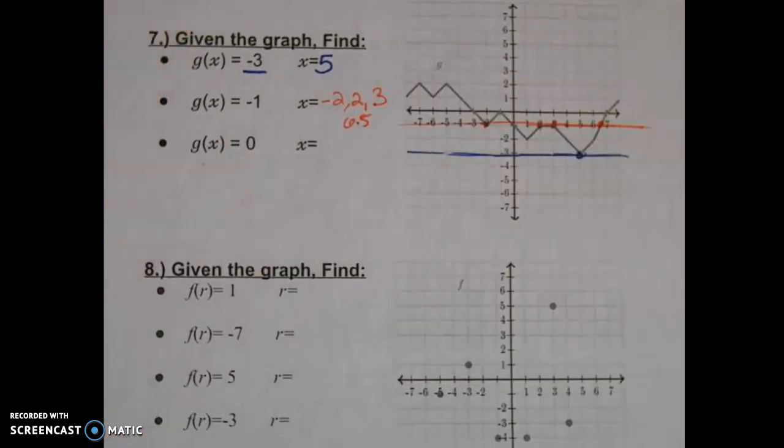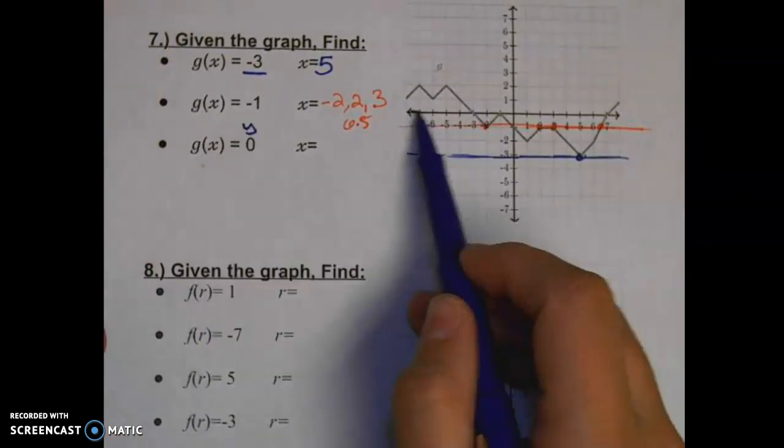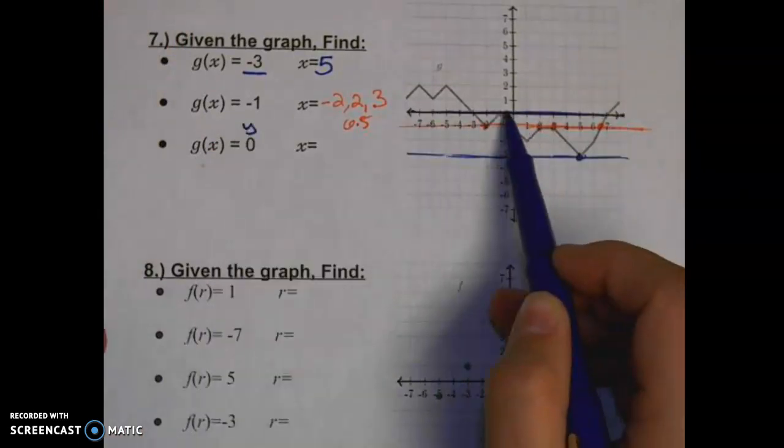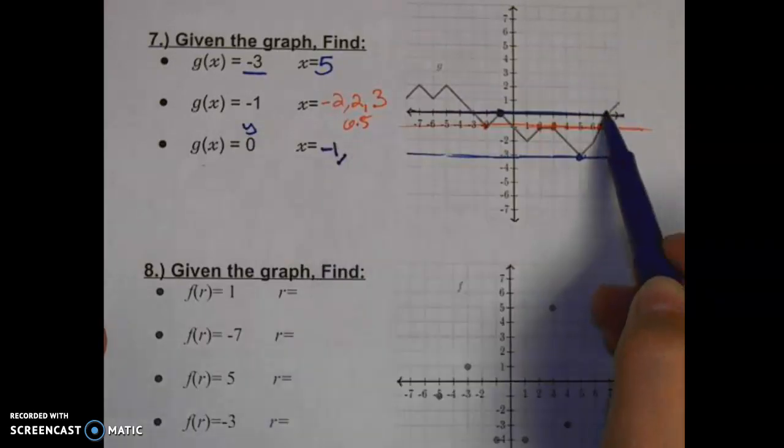And now when our y is 0, what is our x? It's going to be a negative 1 and a 7.